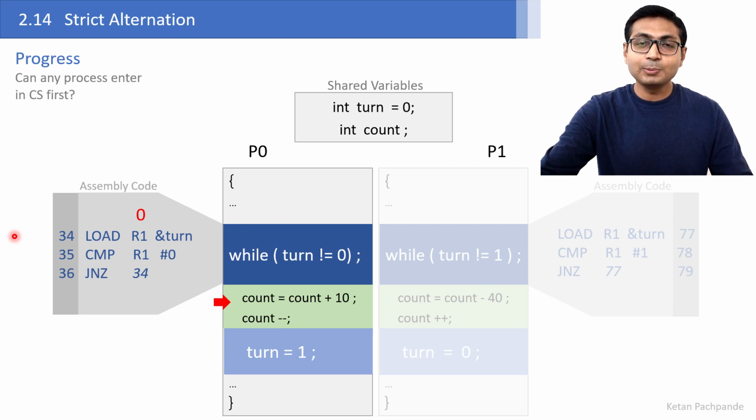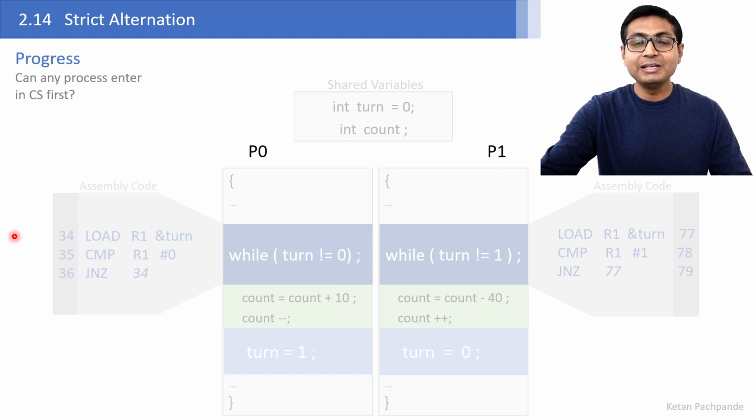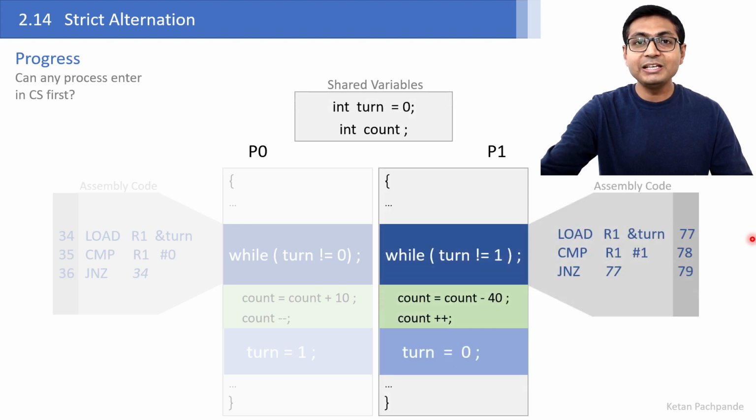Now let's repeat this procedure for P1. So let me reset the system, assume that no process has arrived. Here just consider that the process P1 arrives now. Now this is the only process in the system. Let's start the execution. What value will it load in the register? Which is 0. 0 not equal to 1. The condition is true. And the next statement, which is JNZ, is going to jump to the instruction number 77.